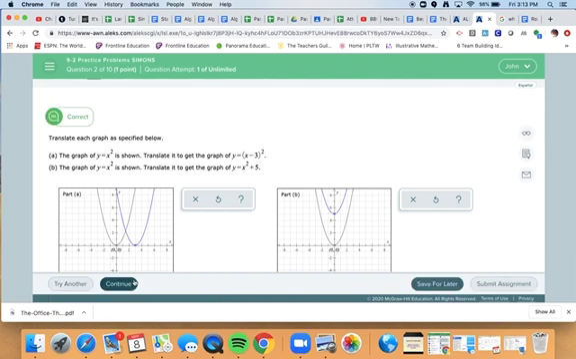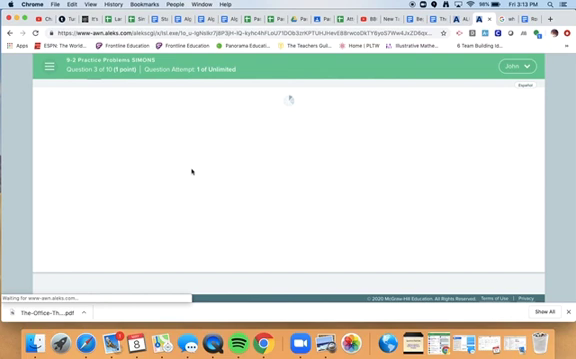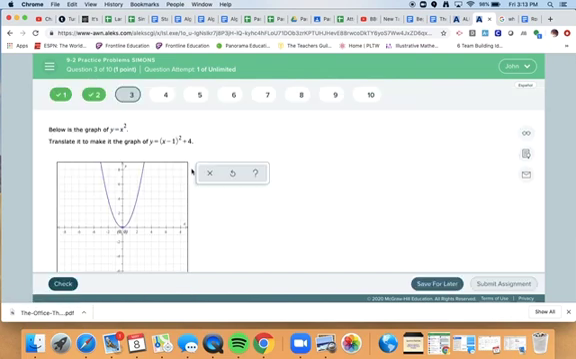Excellent. Let's try a couple more. All right, so now we're putting it all together. Below is the graph of y equals x squared. We have a horizontal translation. It looks like we're moving it to the right 1 unit, and then we're going to move it up 4 units. So we're going to go 1, and then we're going to go up 4.